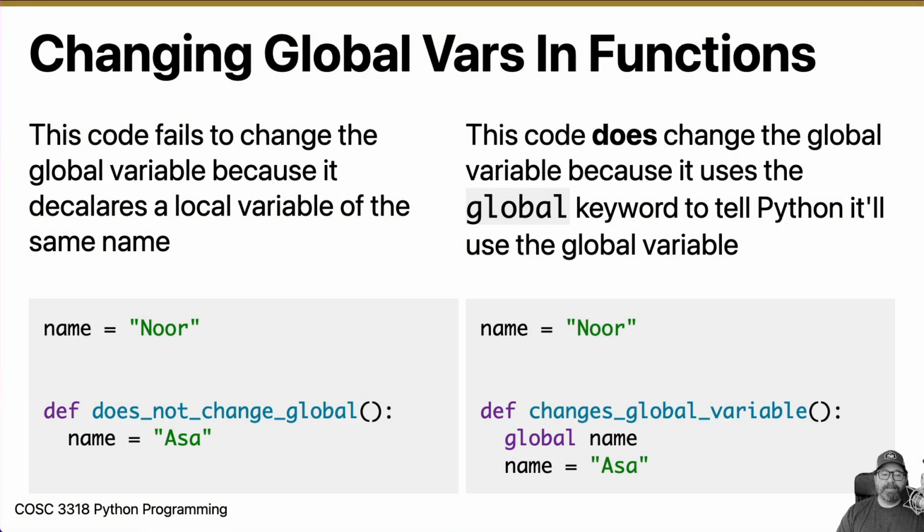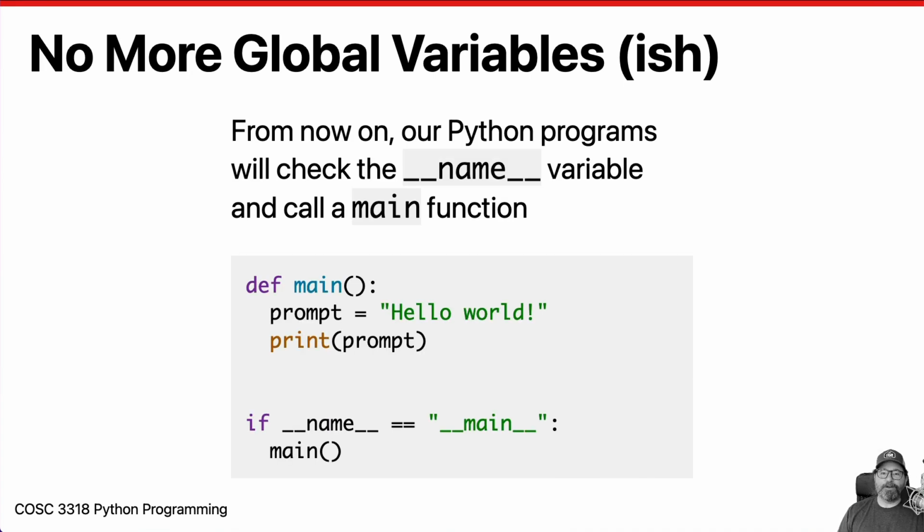So how can we not ever use global variables? By using a global variable. But this is a special global variable. This is dunder name, double underscore name, double underscore. It is a built-in variable to Python, so we don't have to manage it. Python takes care of it for us.